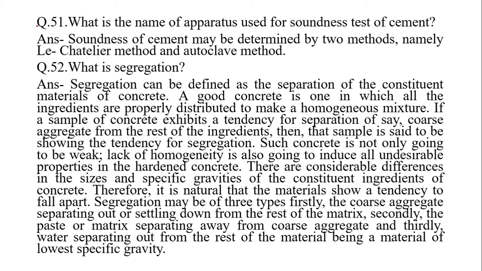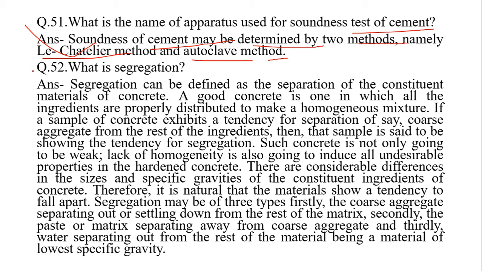Question number 51. What are the names of the methods used for the soundness test of cement? The soundness test of cement may be determined by two methods. The first is the Le Chatelier method and the second is the autoclave method. These two methods are used for the soundness test of cement.